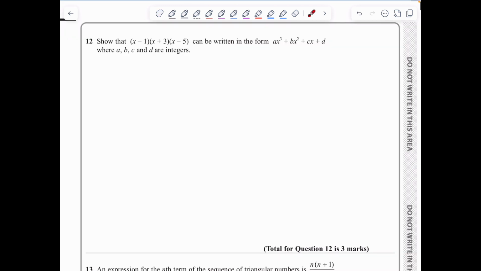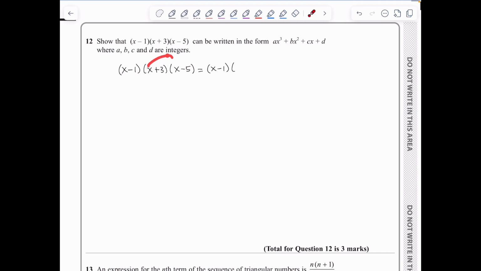In 12, we need to show that x minus 1 times x plus 3 times x minus 5 can be written in the expanded form shown here, with a, b, c, and d being integers. So I need to expand these triple brackets. I will start with the last two brackets here. So I'm going to keep the x minus 1. Now, x plus 3 times x minus 5.